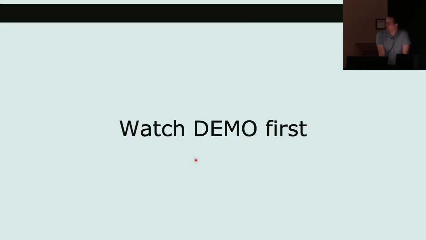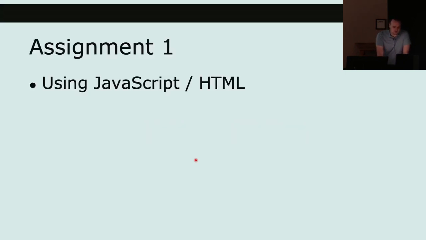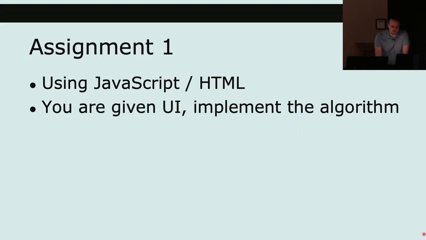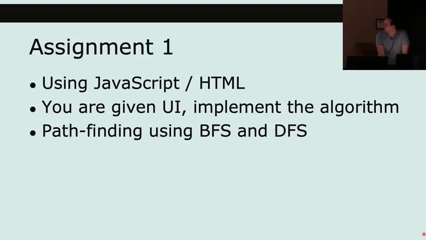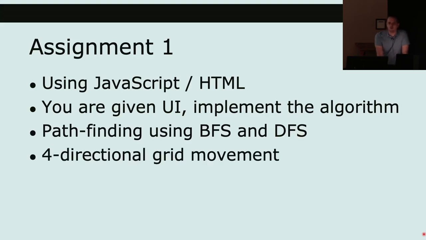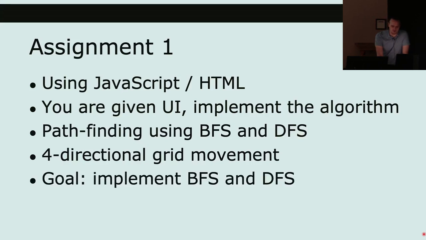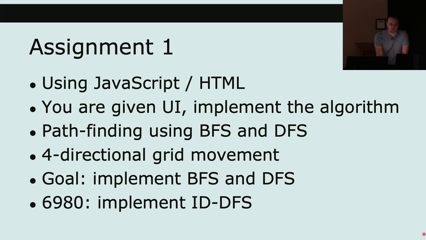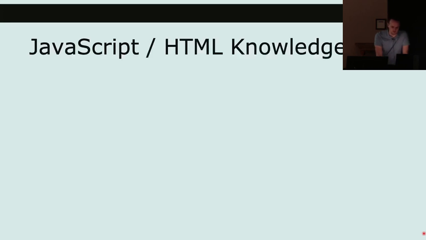Watch the demo first. That was just a reminder to myself in case I opened these and hadn't done the demo. So assignment 1 is using JavaScript and HTML. You are given the UI. You just have to implement the algorithm. It's pathfinding using BFS and DFS. It is 4-directional grid movement only, so up, down, left, and right. The goal is to implement BFS and DFS. And for the 6980 version of the course, you're also implementing iterative deepening depth-first search. The little bit of thinking you have to do for ID-DFS is probably going to be the main troublemaker for the assignment, but still, it's not a difficult assignment.